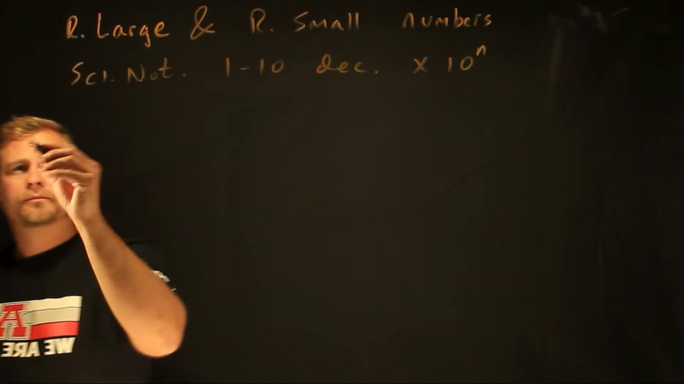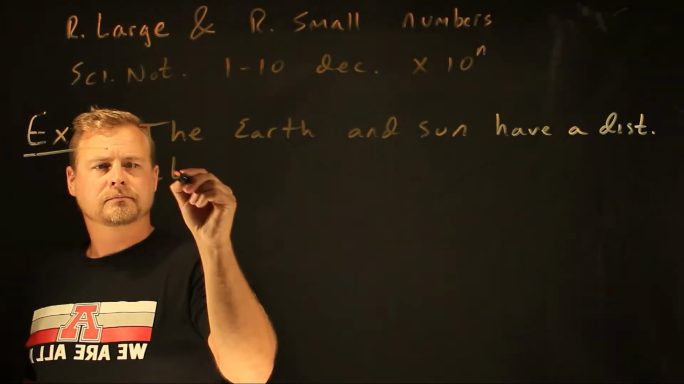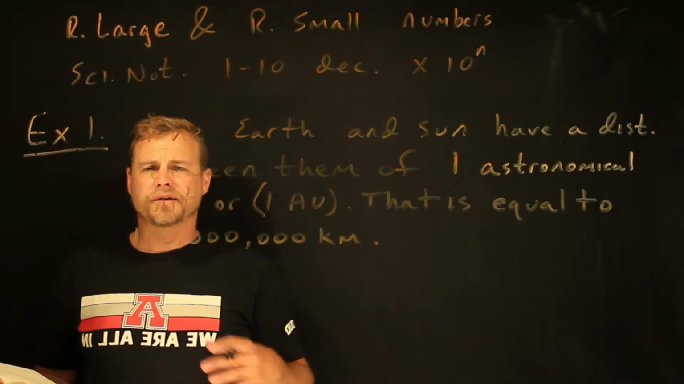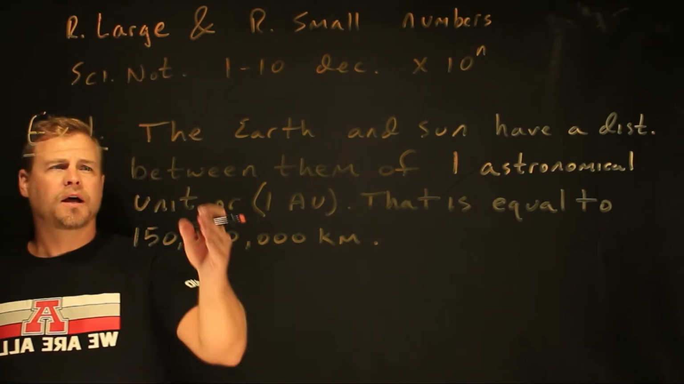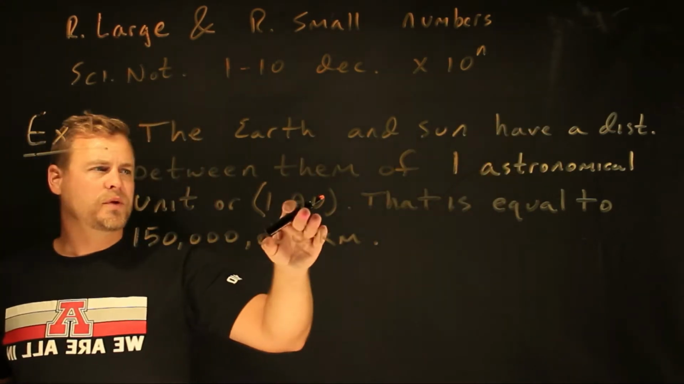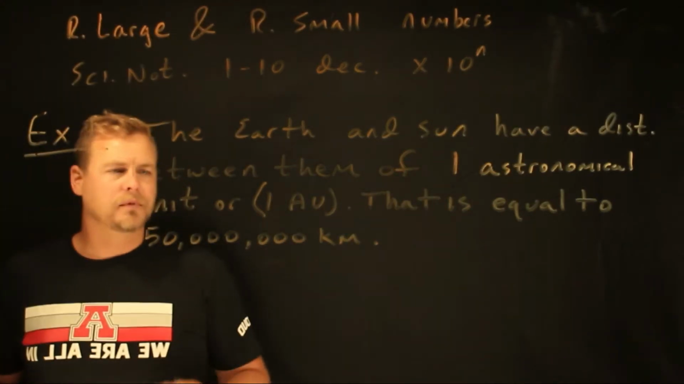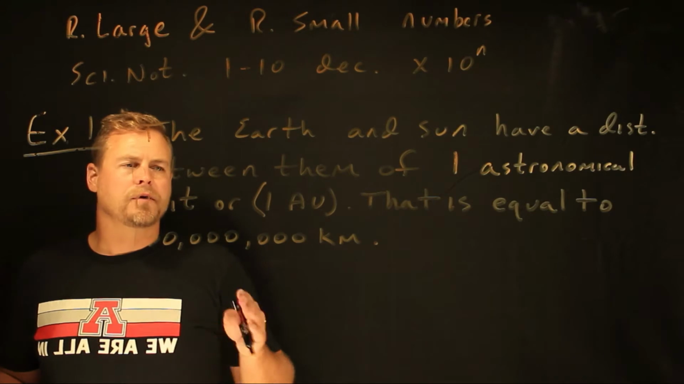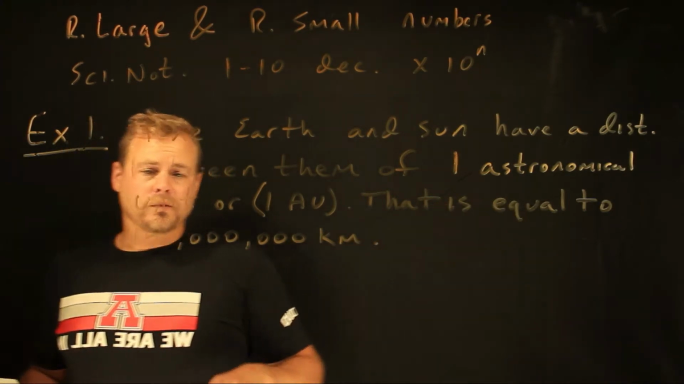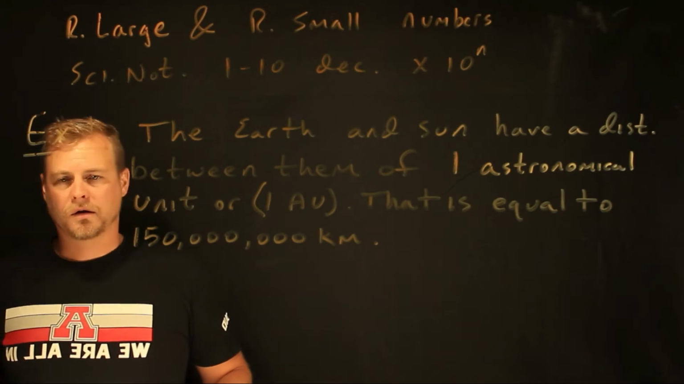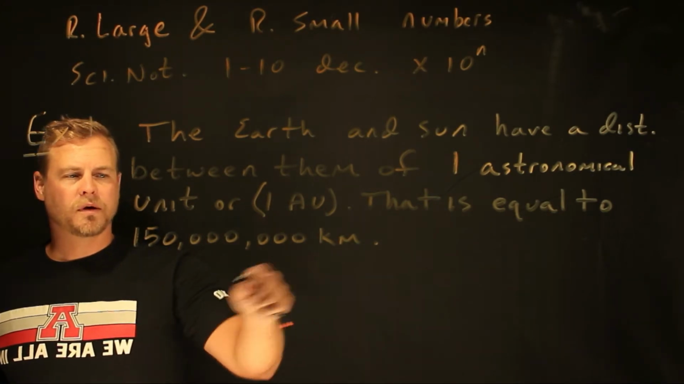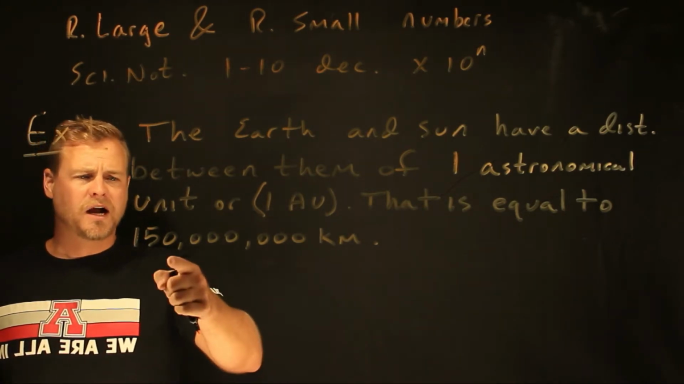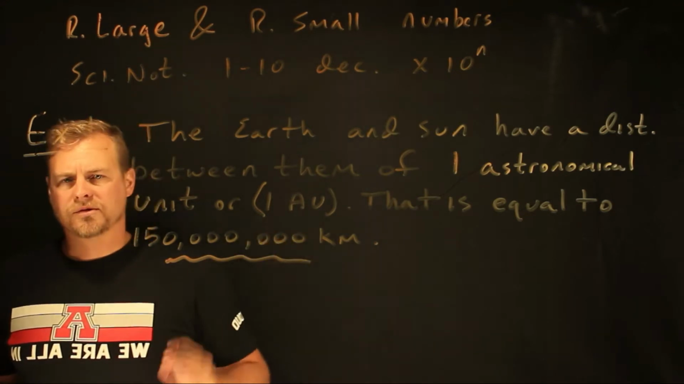So let's do an example. Dealing with a really large number, the distance between planetary objects, okay? The Earth and the Sun have a distance between them of 1 astronomical unit. And it's called 1 AU. You'll see that every now and then. It's a standard unit for astronomy. That's equal to about 150 million kilometers. Okay, and that's a really big number, and if you were dealing with a whole bunch of astrophysics and math out there with large numbers, you're not going to want to carry around all of these zeros. It's going to be a pain in the butt.